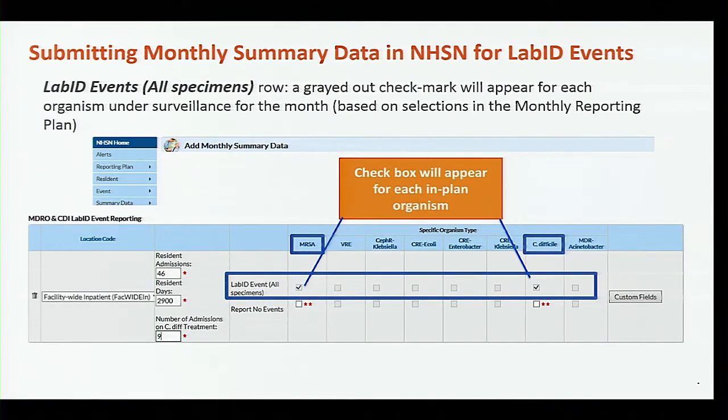And then the last thing that you'll need to do on here, which we've already talked about, is address the report no events. If this box is grayed out and there are no red asterisks, that means that you did enter events for that calendar month, and you can just skip right past that.